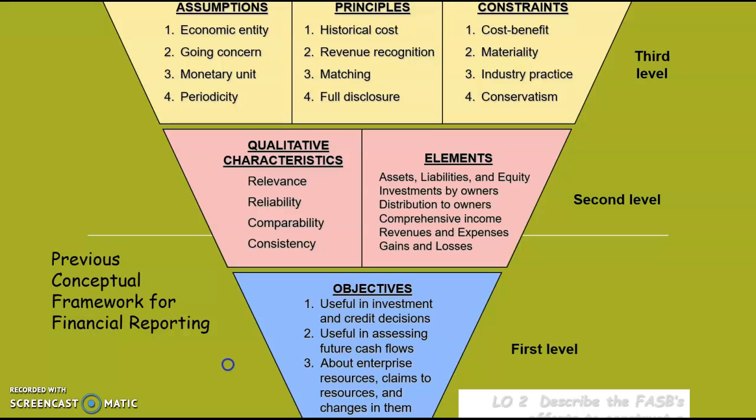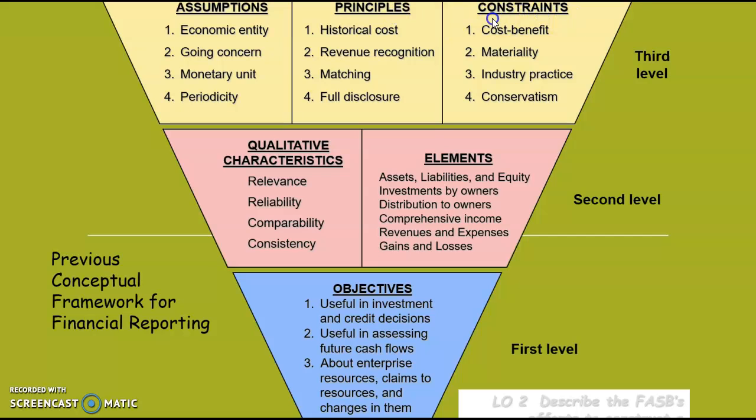Here it shows you the previous conceptual framework for financial reporting. Here's the objectives. That's the first level there. Useful investment and credit decisions. Useful in assessing future cash flows. Okay. This is the second level. The qualitative characteristics that we'll be talking about: relevance, reliability, comparability, consistency. And they also had these elements, which are basic things like assets, liabilities, revenues, expenses, etc., that we know about. And here's the third level, in which we have assumptions, principles, and constraints.